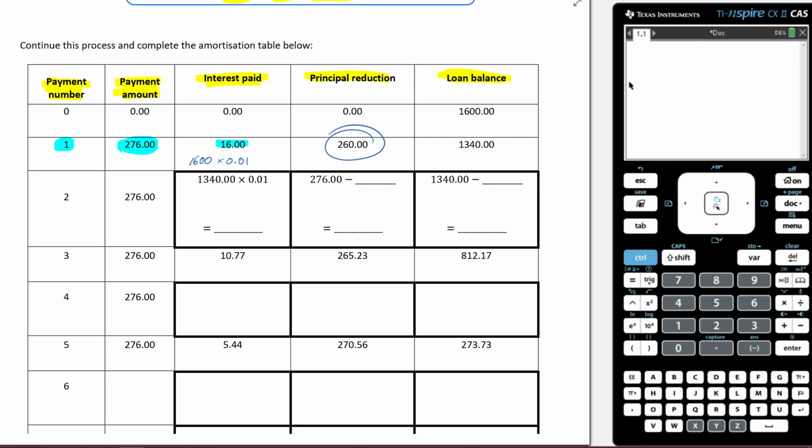The way that we figured out our principal reduction is we know that we're paying $276 every month, but we have to subtract away from that the interest that we're being charged, and that's $16. So that means the amount that my principal is going down by is only $260. And then, in order to get the loan balance here, we took our previous loan balance, $1,600, and then we subtracted our principal reduction, and that got us our loan balance.